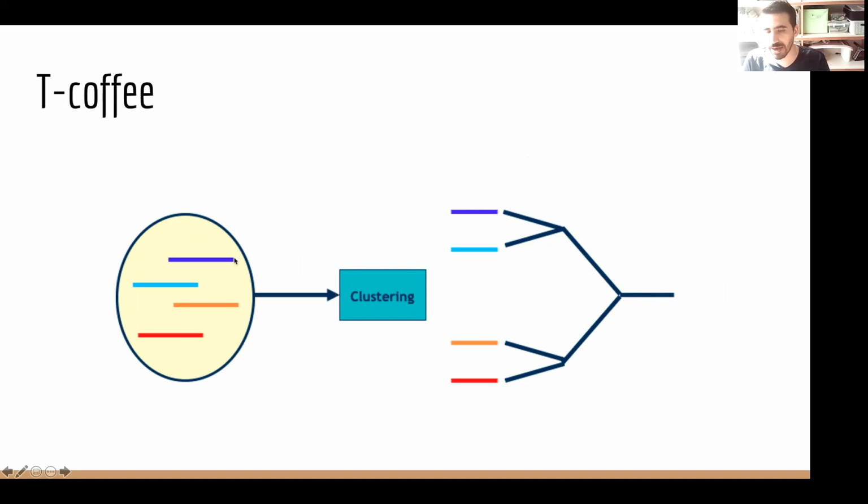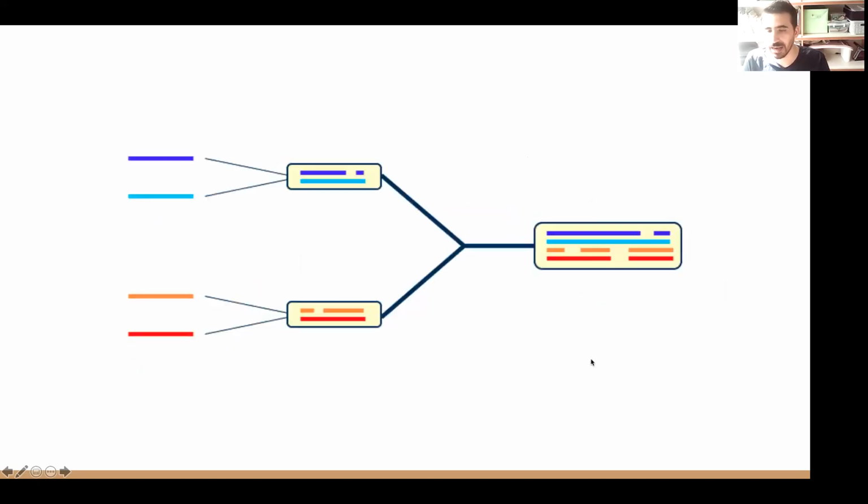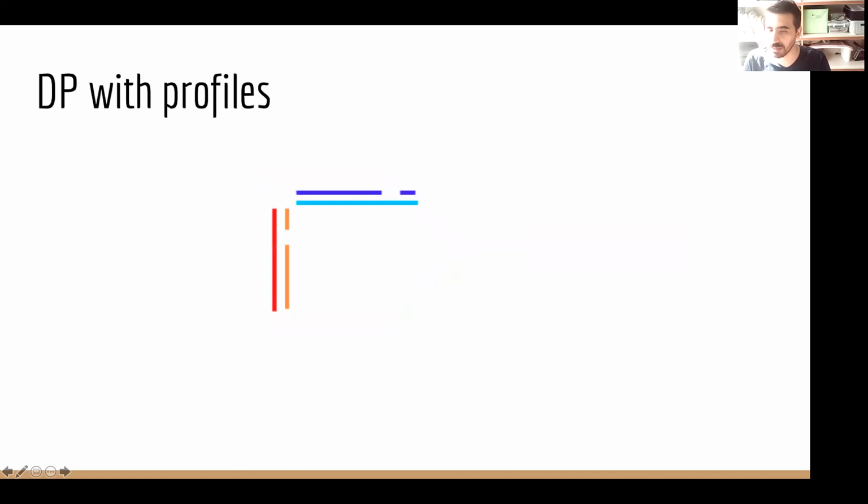First, you have to have some sort of clustering, and you have to have a guide tree. And after that, each pairwise sequence alignment is going to be represented as profiles, and this is a profile, and this is another profile. And then you align these 2 profiles with each other. And at the end of the day, you have your multiple sequence alignment. But the idea is similar to what we have.